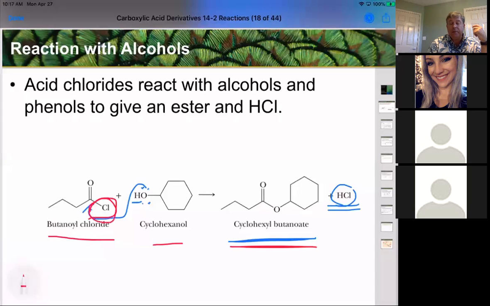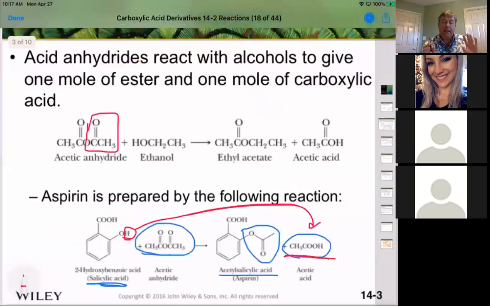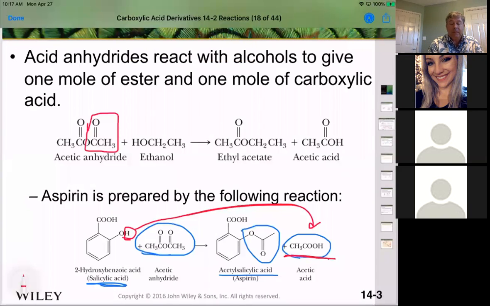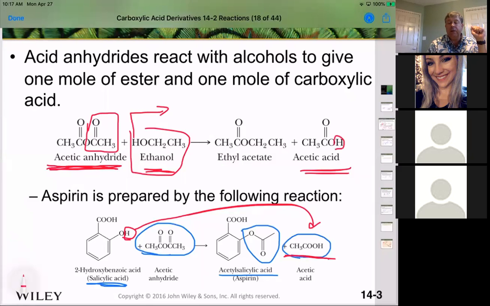Because this acid halide is most reactive, we lose HCl and get our ester, or in this case, our butanoate. Remember, esters have that -ate at the end, okay? Here, when we do an anhydride with the alcohol, we end up yielding one equivalent of carboxylic acid and one equivalent of ester, okay? You always get 1-to-1 because the ethanol will only react with half of the anhydride, and the hydrogen from the ethanol is the hydrogen on the free carboxylic acid. And this is a spontaneous reaction and will go to completion.